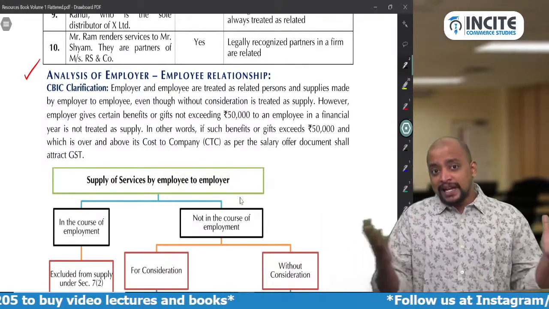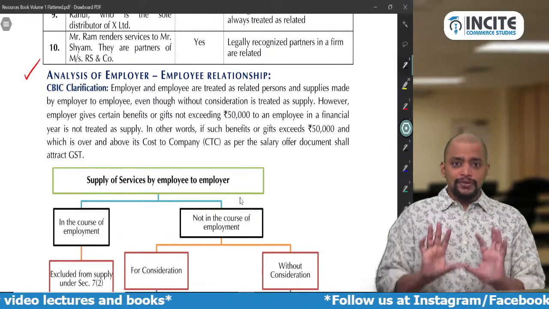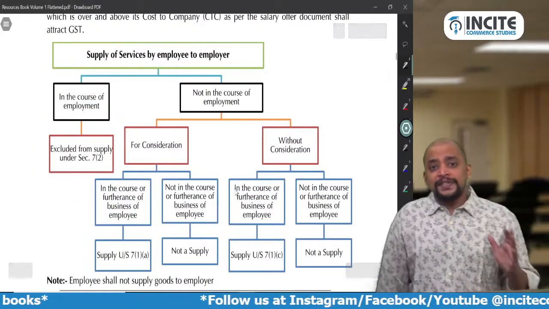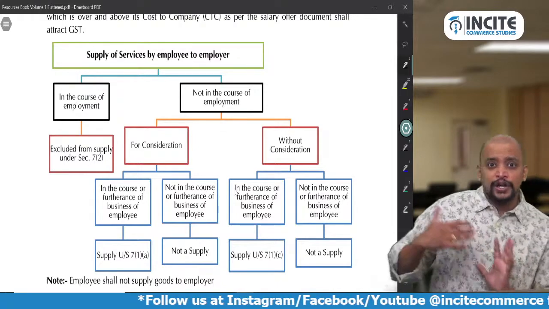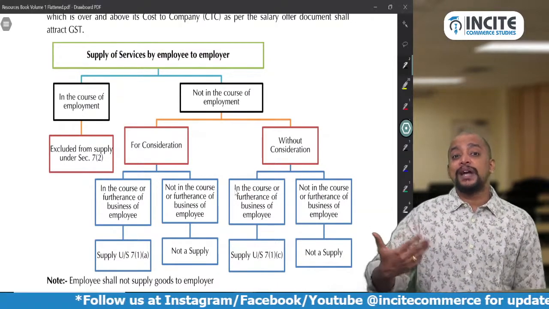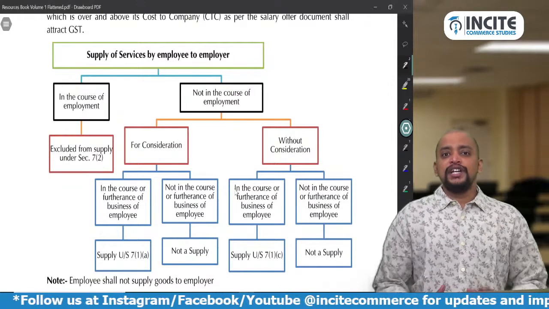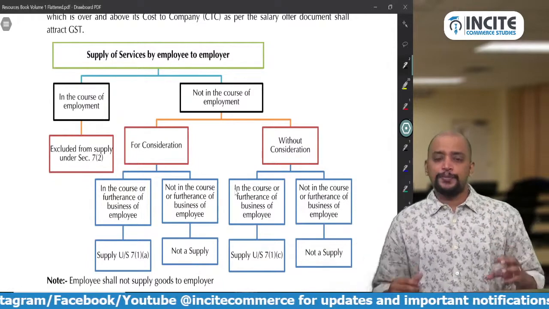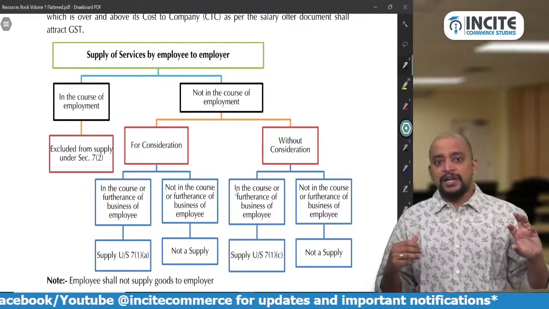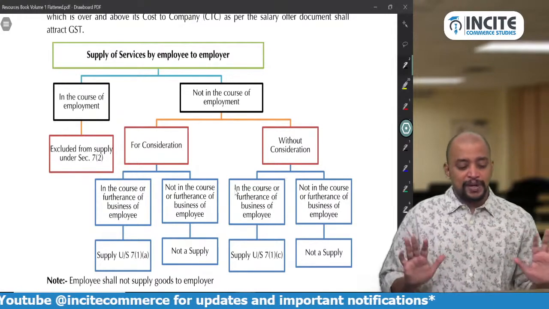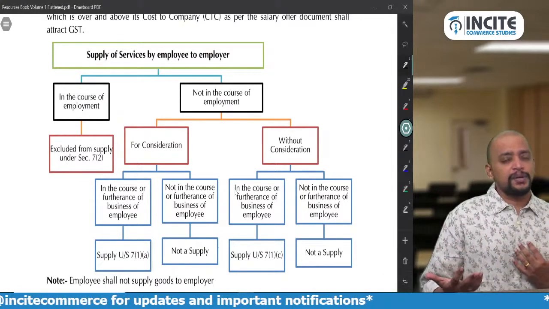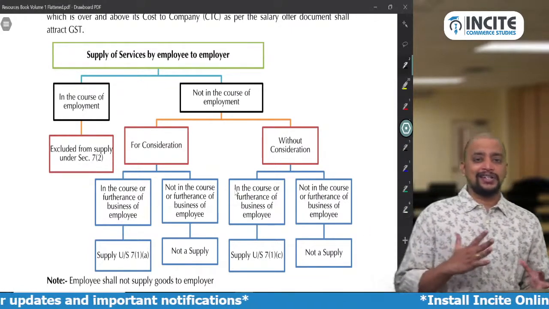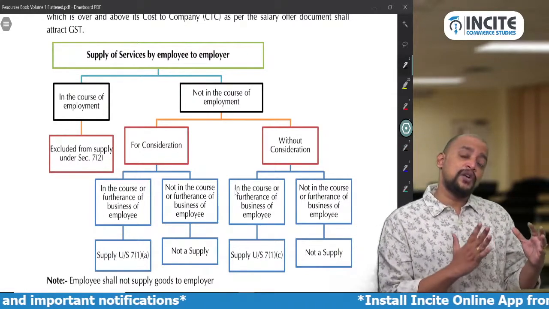Now, applying all these, I am just giving you a chart to understand. Supply of services by employee to employer. Services are rendered by employee to employer. Now, we need to check: is it in the course of employment or not in the course of employment? If it is in the course of employment, then it is not a supply. Excluded from supply or not a supply, both are the same. Okay, don't worry. So, excluded from supply under section 7 sub-section 2, if it is in the course of employment.